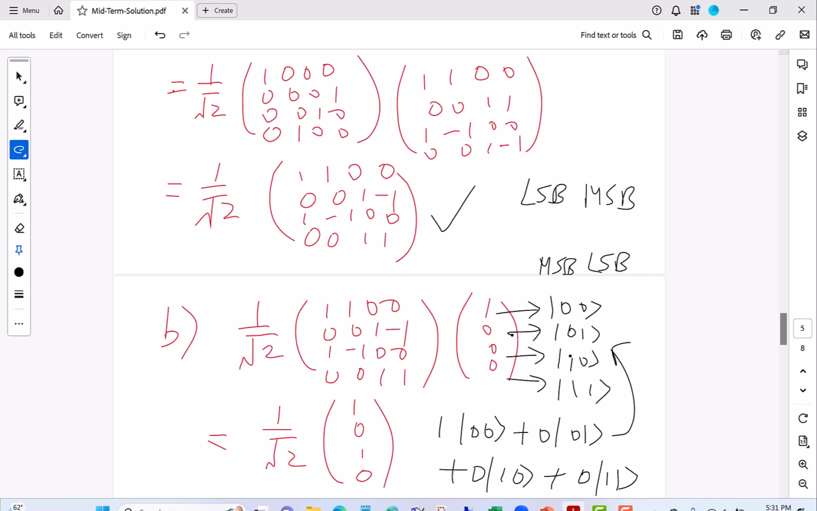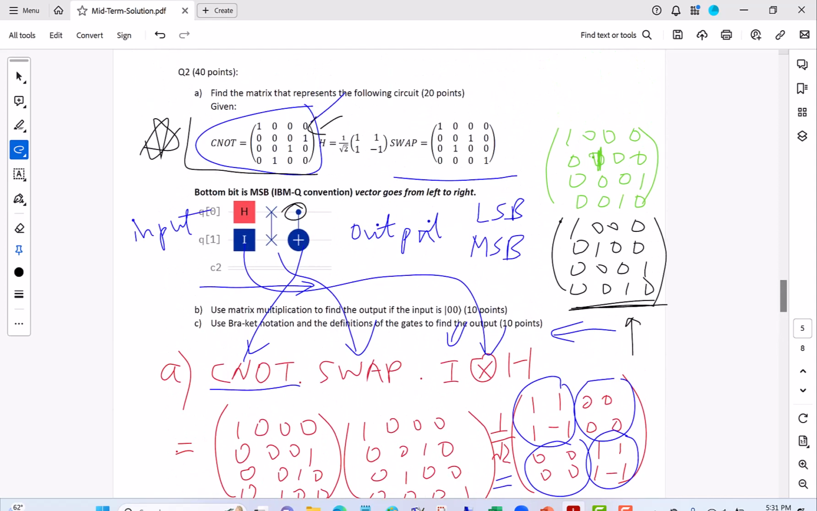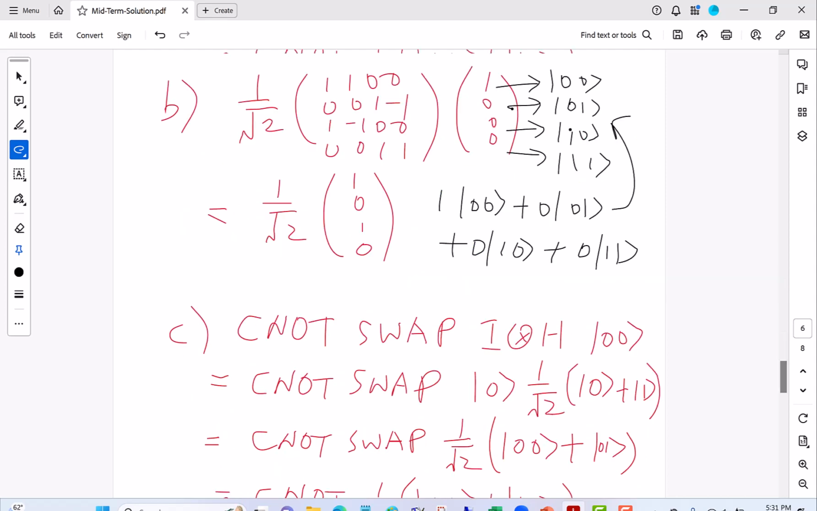Okay, so in that case, you write that, but then you need to change the matrix accordingly, right? But here, we are still using little endian, and we keep emphasizing the IBM convention just to show that when you draw the circuits, the bottom is MSB. But the way you write it is still MSB on the left because it's the little endian convention. Make sense? Yeah, good.